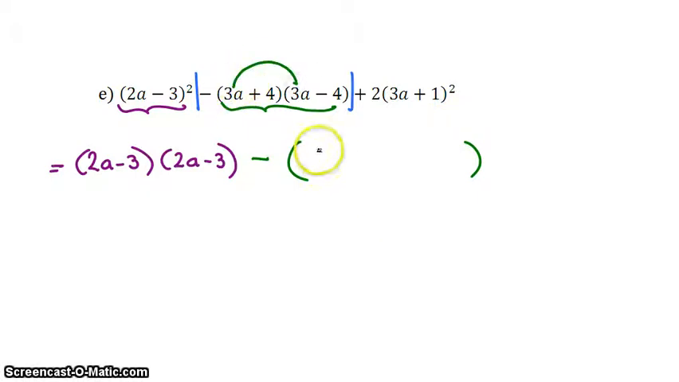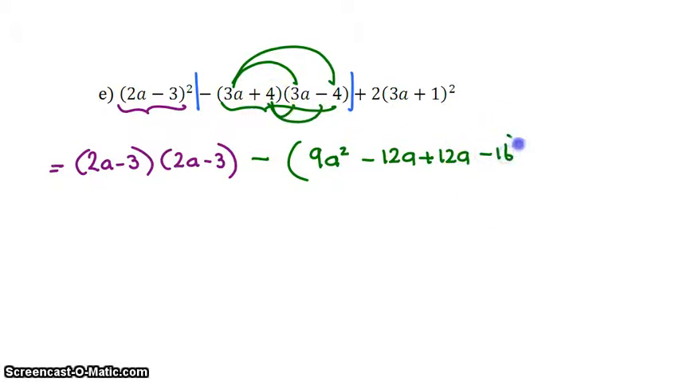So I'm going to start in this term. I'm going to start simplifying. I get 9a squared minus 12a plus 12a, keep on running out of space, and minus 16. Okay, so that's that second term.